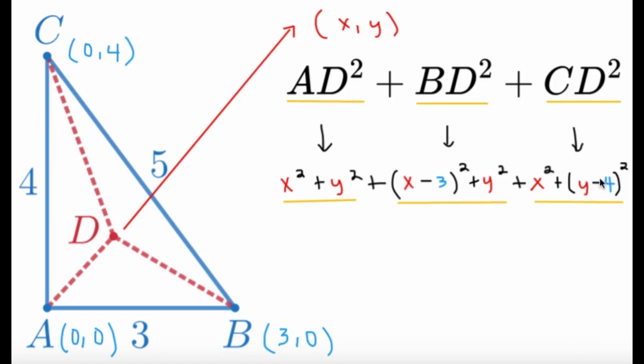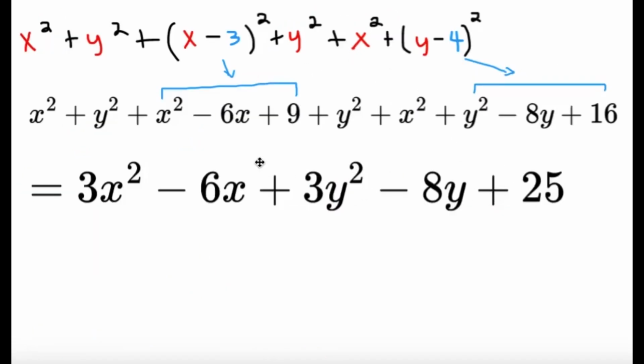All right, so now I try to observe this expression. We want the minimum value of this one, so I expanded it and collected the like terms. (x minus 3) squared becomes x squared minus 6x plus 9. (y minus 4) squared becomes y squared minus 8y plus 16. Collecting the like terms, I have 3x squared here and then 3y squared, and the 9 and the 16 go together. So essentially we have a new question: we just want to find the minimum value of this expression.